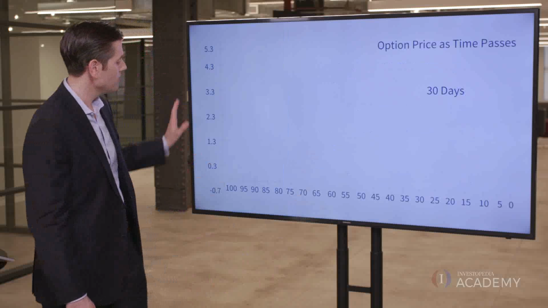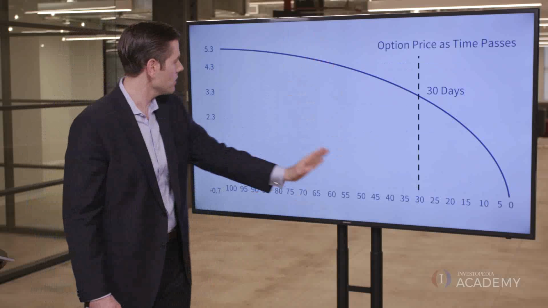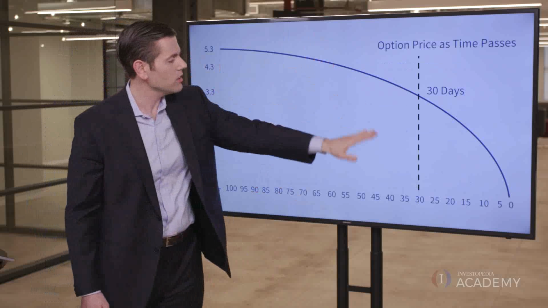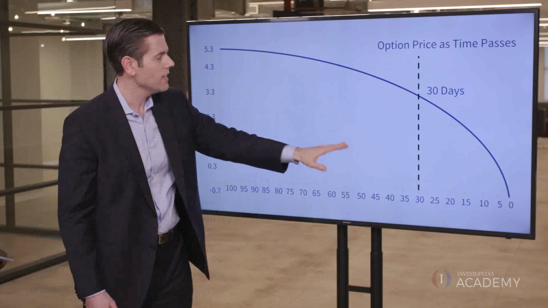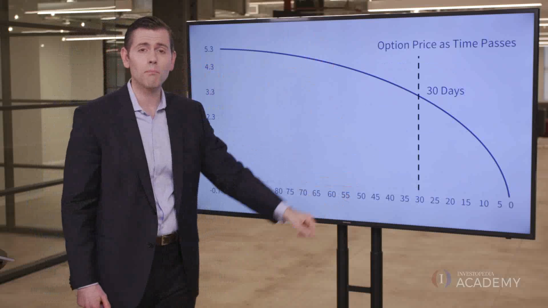So let's go ahead and look at this chart one more time and realize that this chart that we're seeing, this acceleration to zero of time decay, this is helping the seller of options. This is hurting the buyer of options.